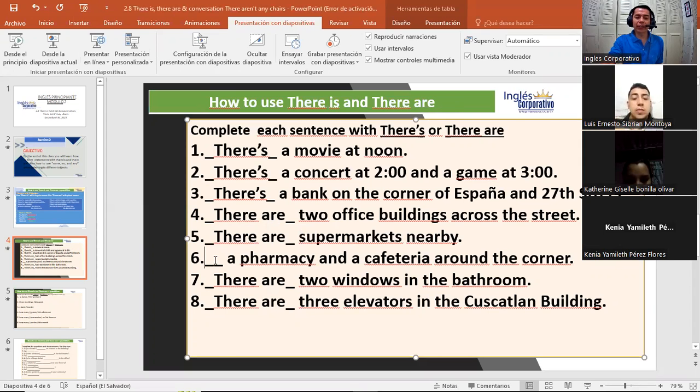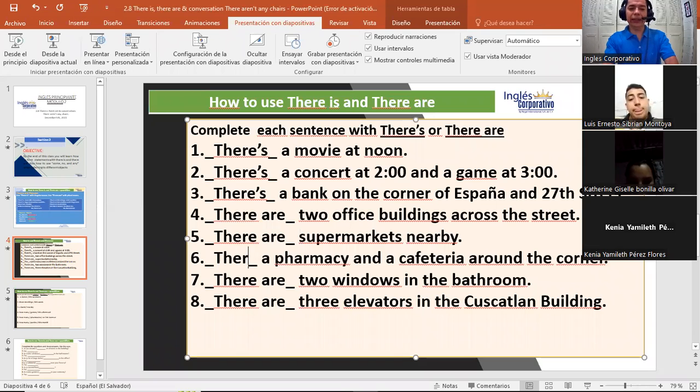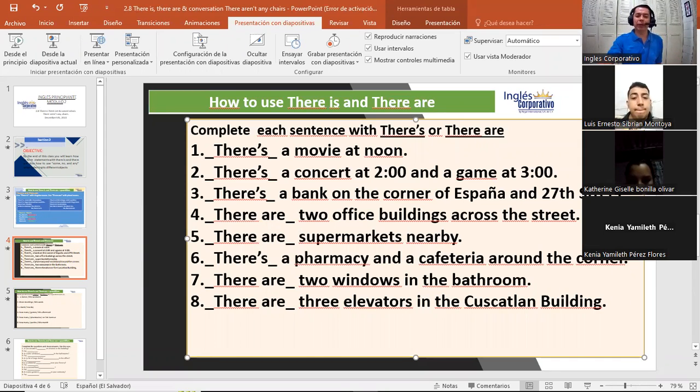Ya tenemos la respuesta de Lilian Sarai. Thank you. Ella dice que es there's. Congratulations. Correct. Right now. Repeat after me. There's a pharmacy. And a cafeteria. Around the corner. There are two windows in the bathroom. Two windows in the bathroom. Menos mal, ¿verdad? Porque el baño sí necesita estar un poco ventilado.